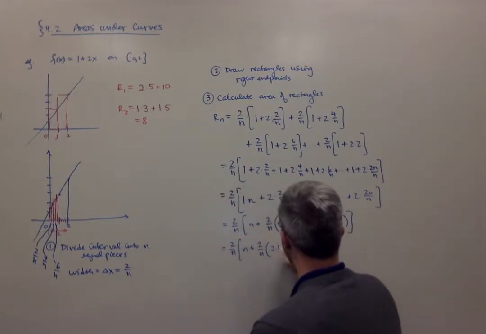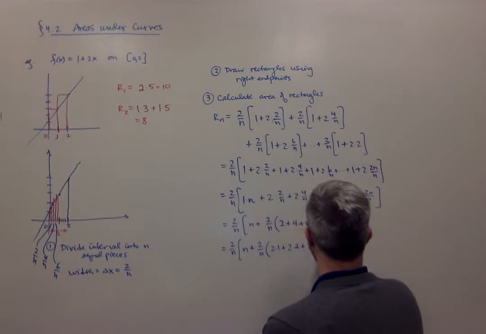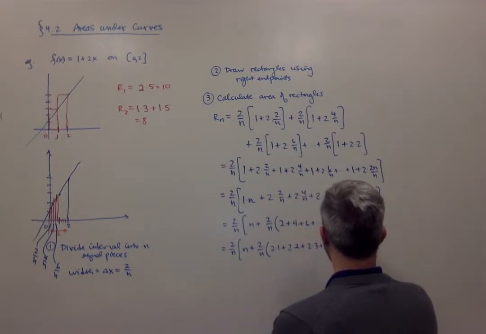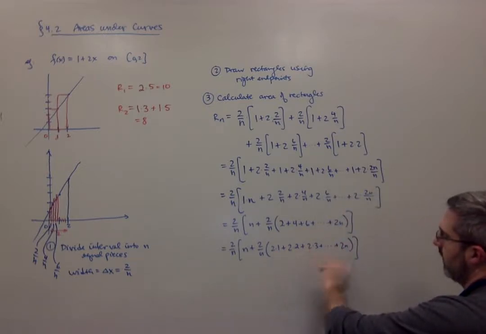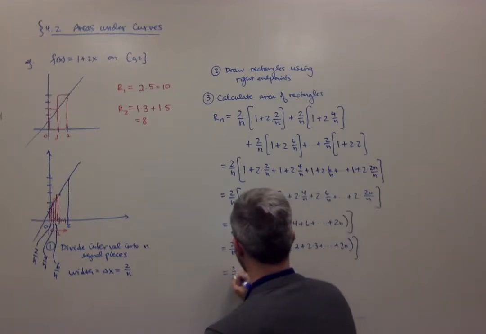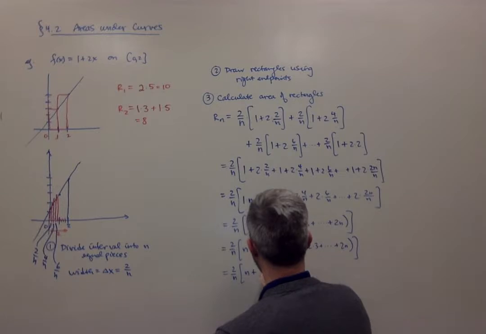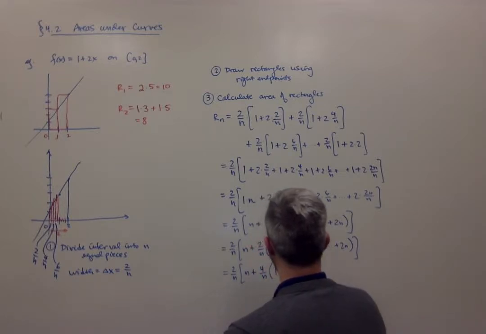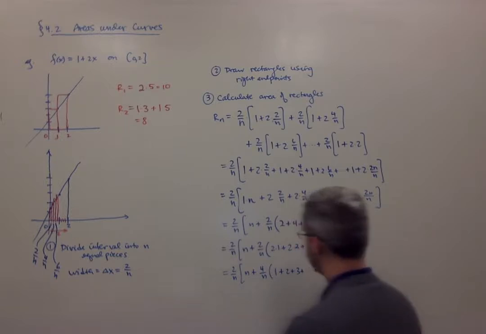Two times 1, 2 times 2, 2 times 3, all the way up to 2 times n. So we could actually pull a 2 out of this sum as well. Let's do that. So instead of a 2 over n, I'm going to get 4 over n, and I have 1 plus 2 plus 3 all the way up to n. Okay?